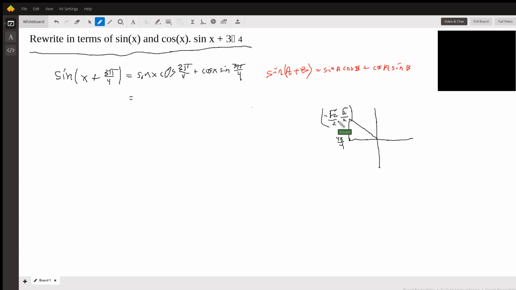So cosine is going to be negative root 2 over 2. So we're going to get negative root 2 over 2 sine x plus sine is going to be root 2 over 2 cosine x. And so now we've achieved what they were asking us to achieve, which is to express this sum as the sum of sine and cosine.